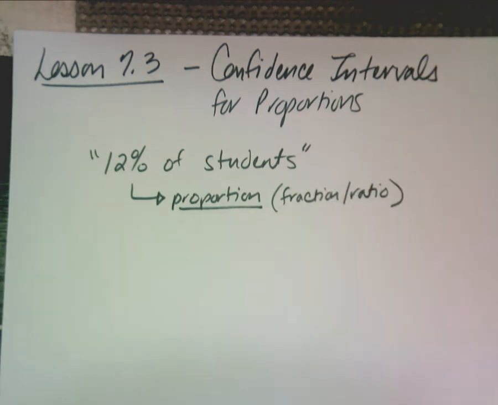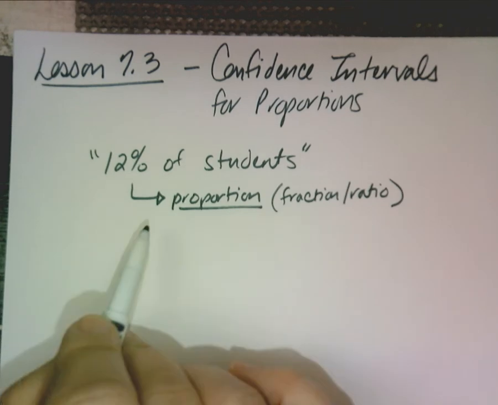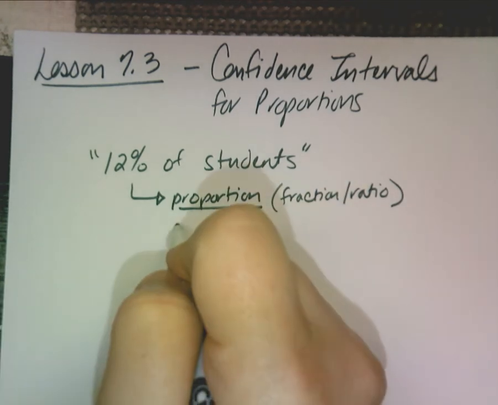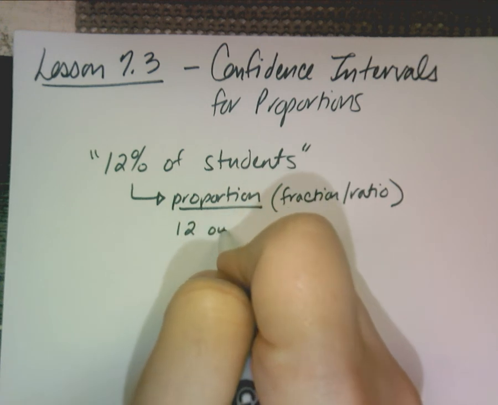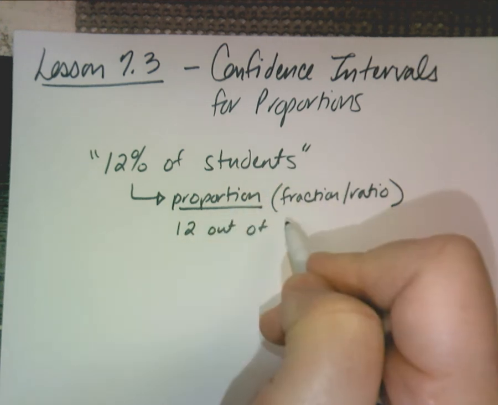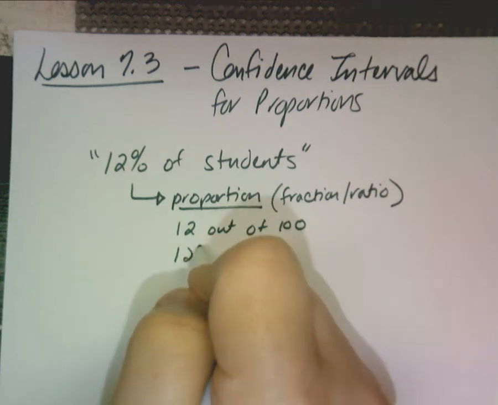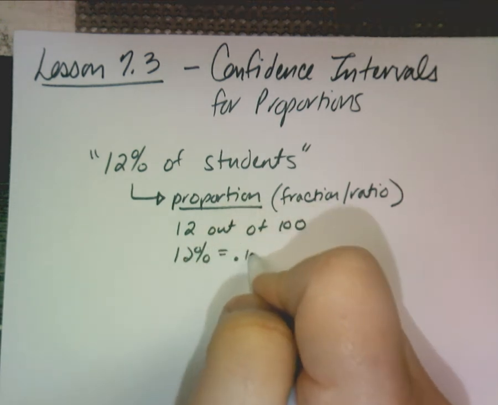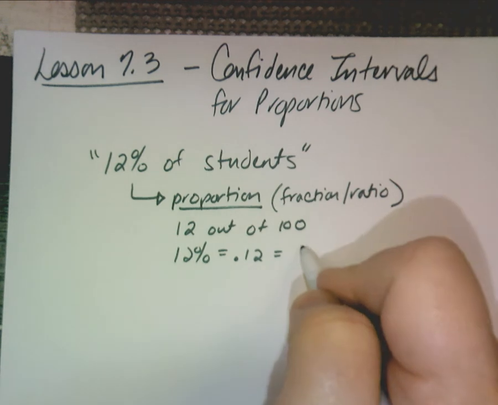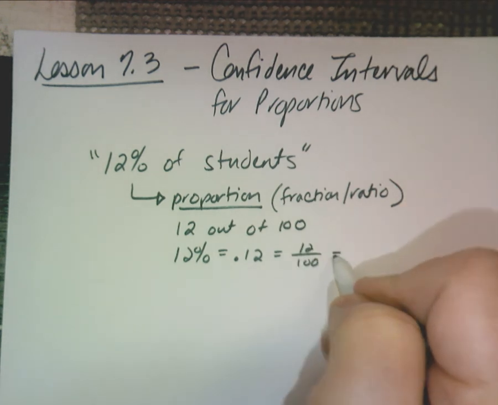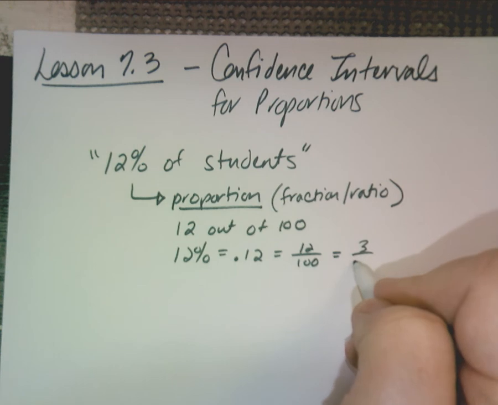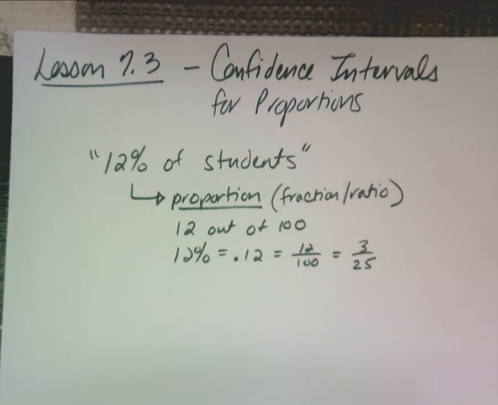These are proportions. So 12% means, if you were thinking about it, 12 out of how many? 100. 12%, 0.12, 12 out of 100, 3 out of 25, right? These are all the same thing.